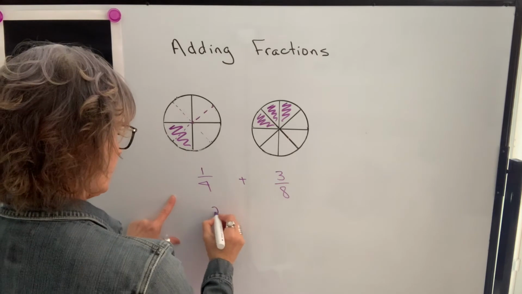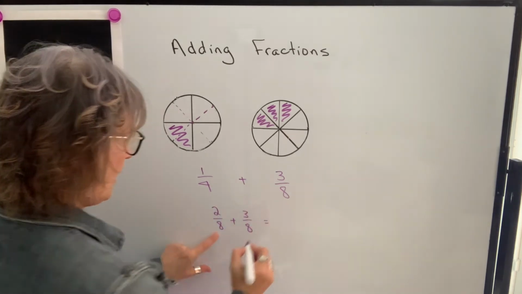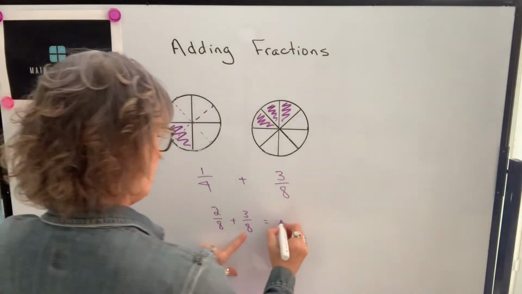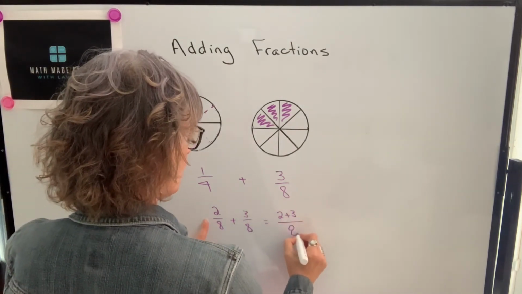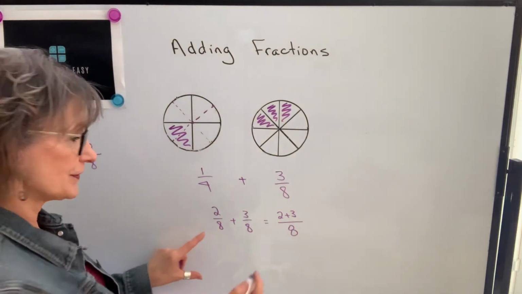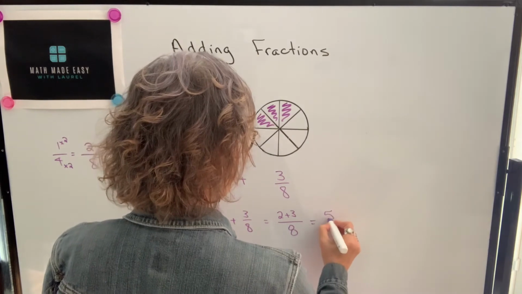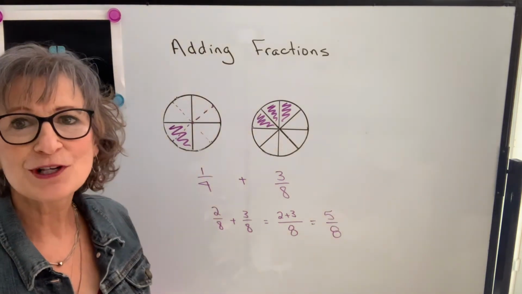So what we have here is 2/8 plus 3/8. Now that I have a common denominator, I can combine those numerators, 2 plus 3, over my denominator of 8. You do not add the denominators, you only add the numerators. So that gives us an answer of 5/8. Let's do some more examples.